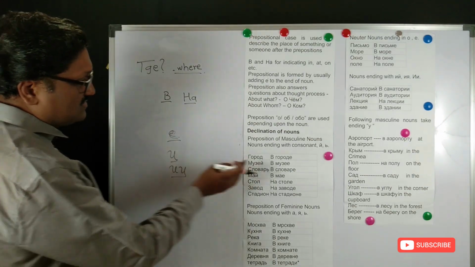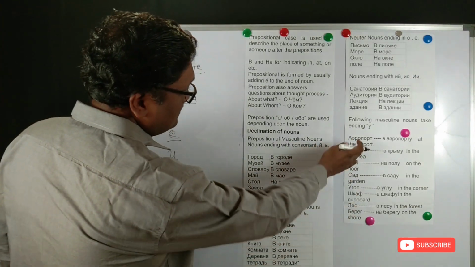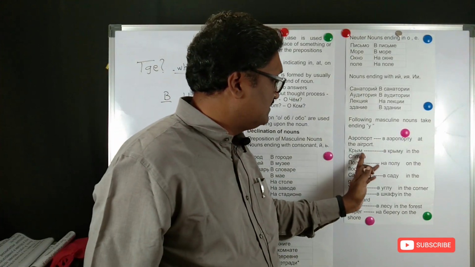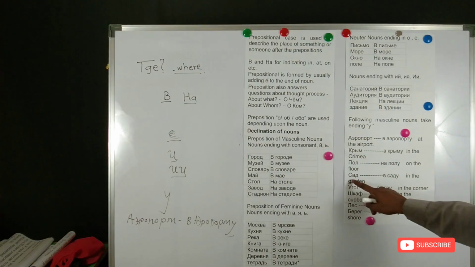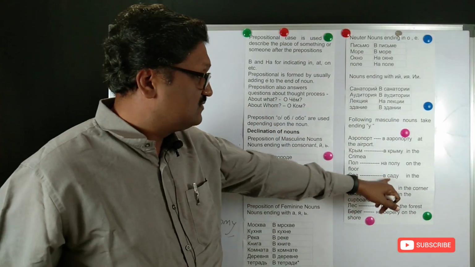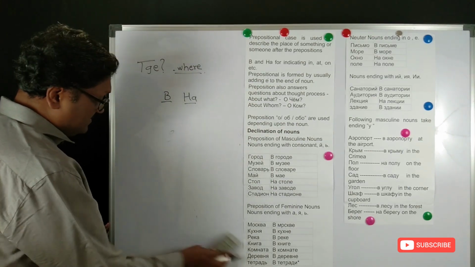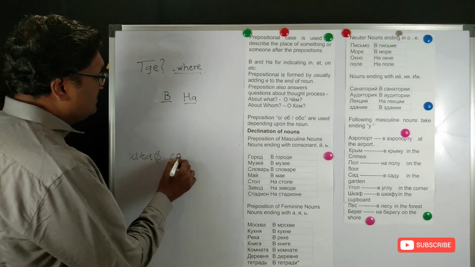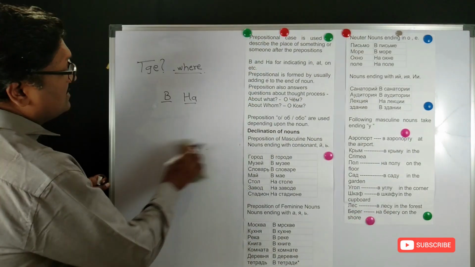Now certain masculine nouns are there which, instead of ending in ye, are ending with u. So these are the exceptional cases. Aeroport, v aeroportu, at the airport. Krym means Crimea, v Krymu, in the Crimea. Pol, na polu, on the floor. Sad, v sadu. Deti gulyayut v sadu. Sad is the garden and v sadu, in the garden. So these are the exceptional cases which you have to always remember. Ugol, v uglu, in the corner. Shkaf stoit v uglu. The cupboard is placed in the corner.